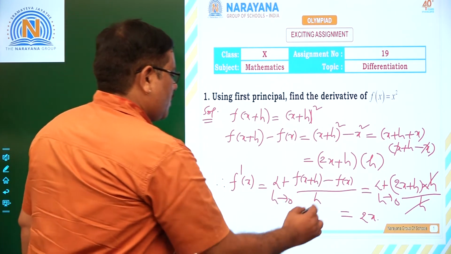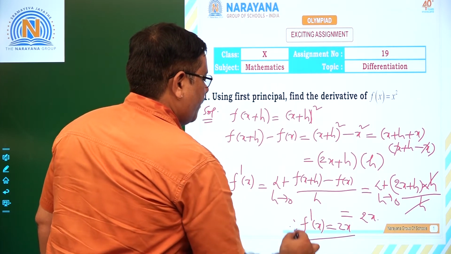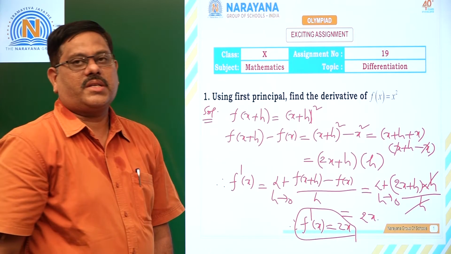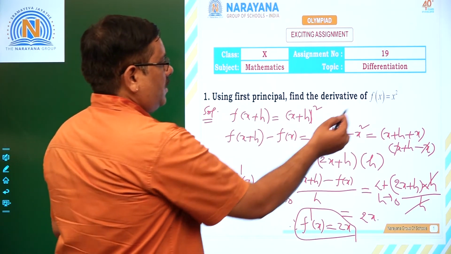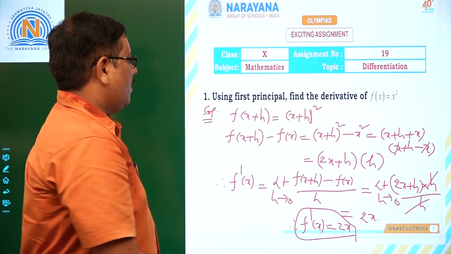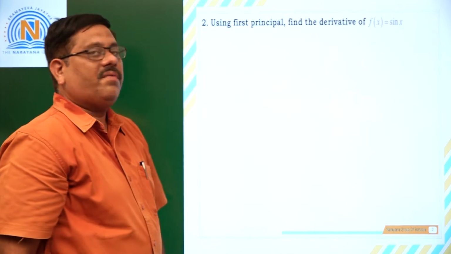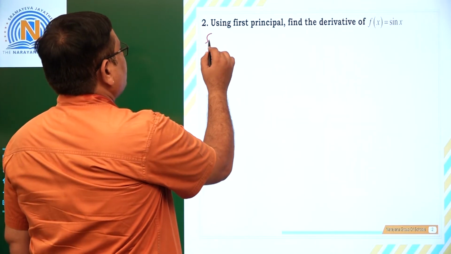So 2x. What is 2x now? f dash of x. f dash of x is nothing but the derivative of f. That is nothing but 2x for us. So the derivative of f(x) = x square is 2x. Okay. Now let us see the next question. Using first principle, find the derivative of f(x) = sin x.